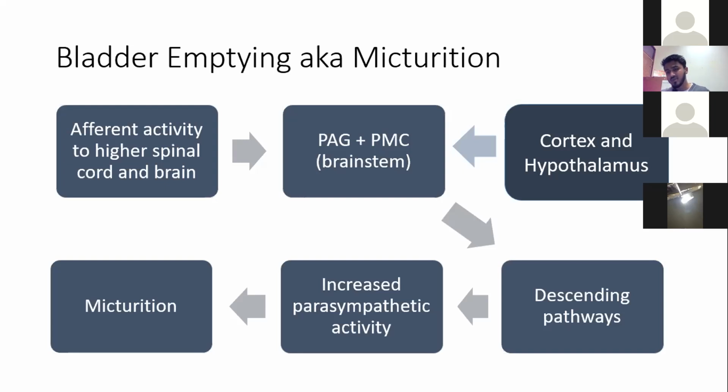You decrease your input to the descending pathways, or you inhibit the descending pathways, and then thereby decrease the parasympathetic activity and let sympathetic activity take precedence. So this is fairly what micturition is all about. And I hope this was very clear. I've kept it very short because a better understanding of it can arise from clinical correlates.